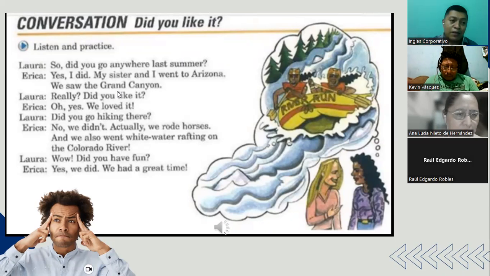Okay, thank you for your question, that was an excellent question. So look at this small conversation to practice the simple past tense with irregular verbs.